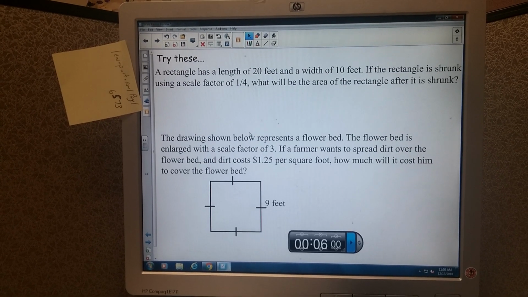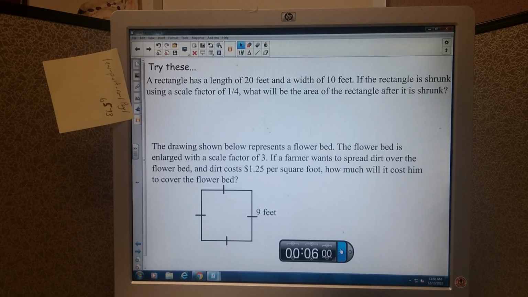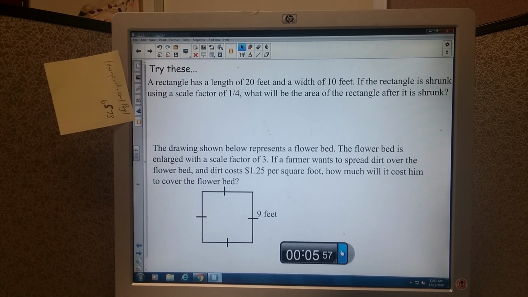Okay, try these 2 on your own. It should take you around 6 minutes to get these done. Pause the tape until you're finished.